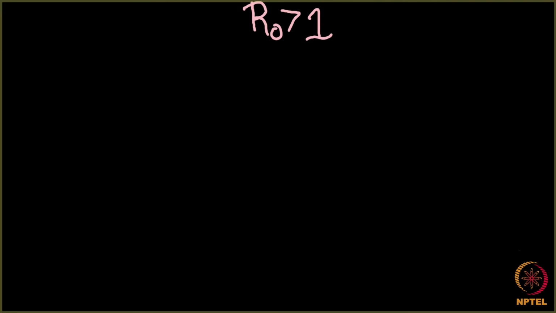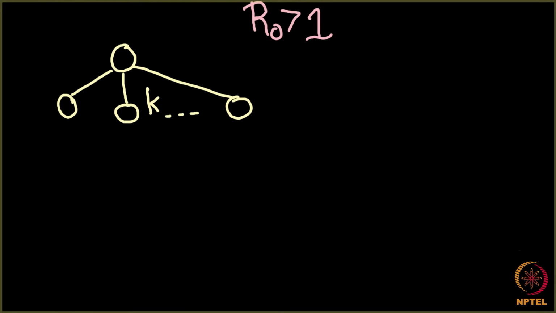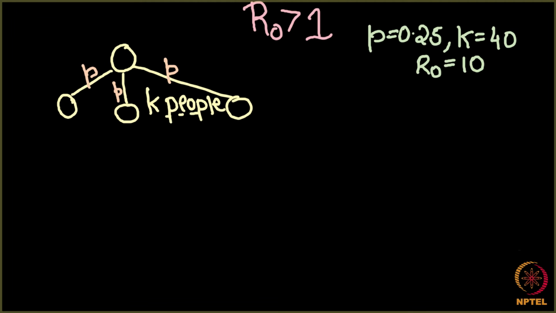What happens in the other case? R0 is greater than 1. If R0 is greater than 1, we again take the same network, K people, probability of infection P across every edge. And let's say P is 0.25, K is 40. There are 40 people and each person gets infected with a probability of 0.25. The basic reproductive number is 10.